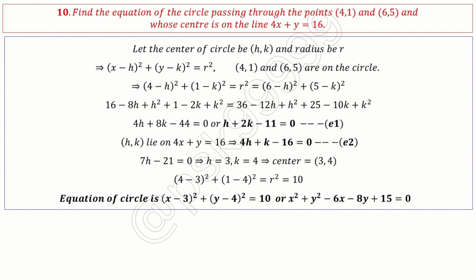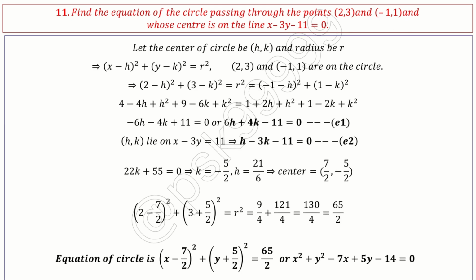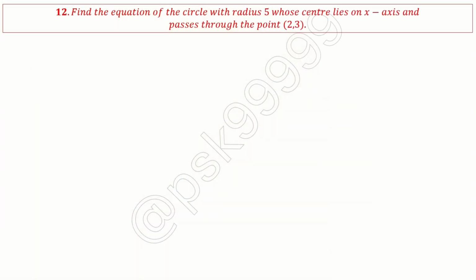Okay, so yeah, hope you understand how to solve circle equation problems when the center is not given and the radius is not given. This kind of problem you will see. Next, this one is also exactly the same: find the equation of the circle passing through 2 points where the center is on another line. So exactly the same way you will do it. You can do it yourself and cross-check the answer. Okay, next. Find the equation of the circle with radius 5 whose center lies on the x-axis and passes through the point (2, 3). Yeah, this is also similar to the above one.